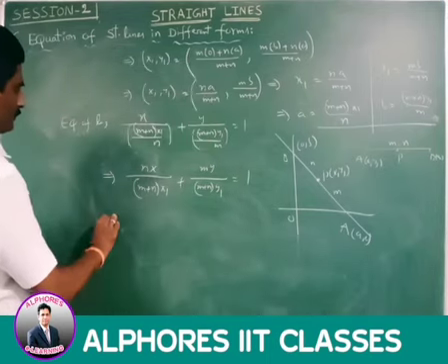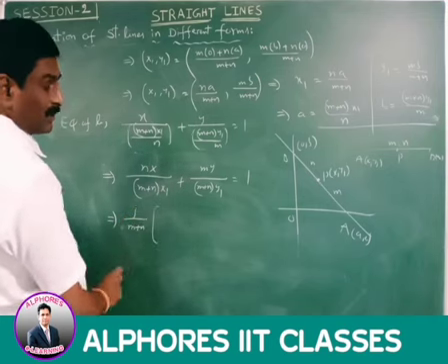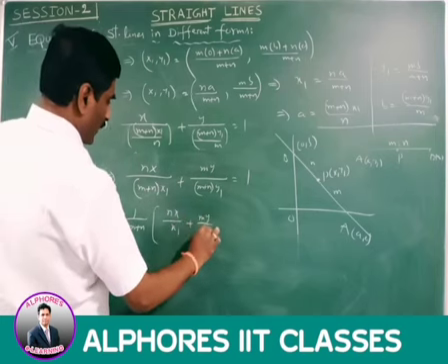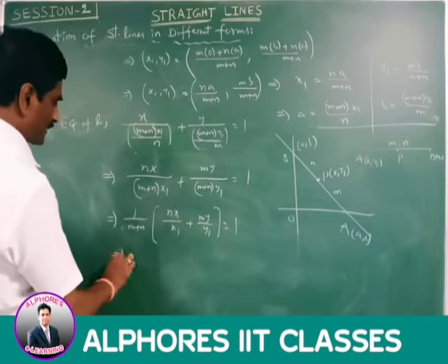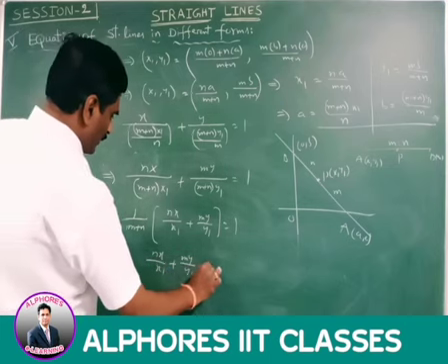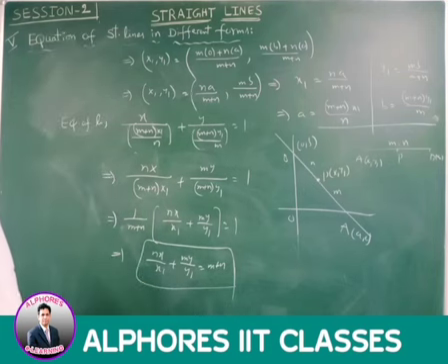Now 1/(m + n) is the common term, so it can be reduced to nx/x1 + my/y1 = 1 times (m + n). That means nx/x1 + my/y1 = m + n. It is the equation of the required line. Okay, please note this.